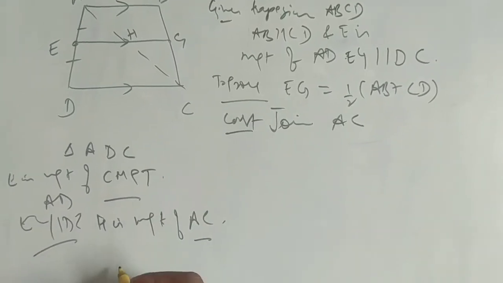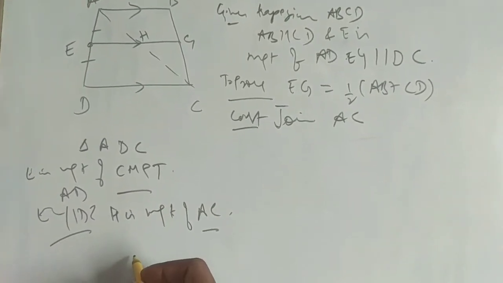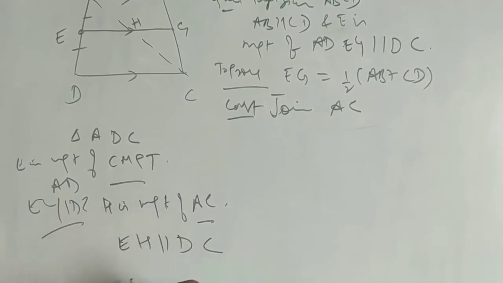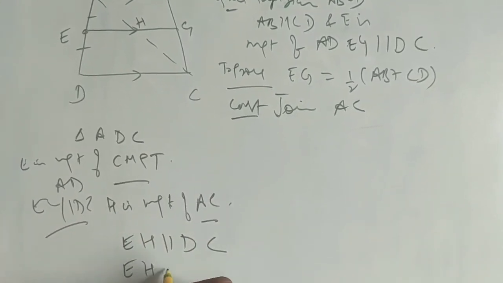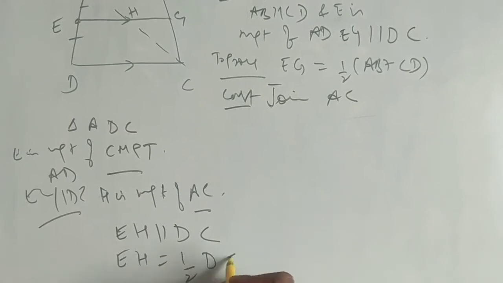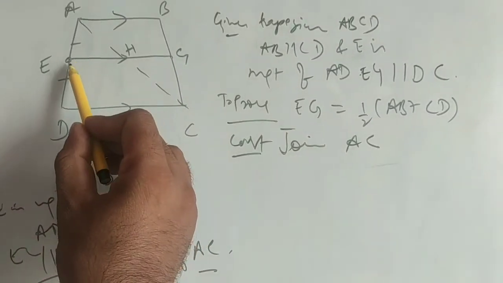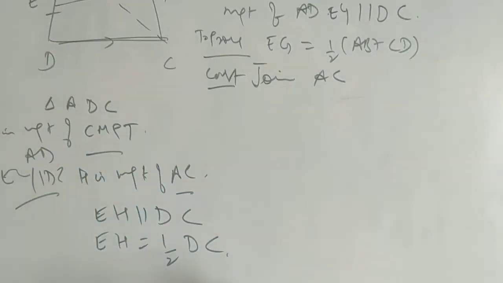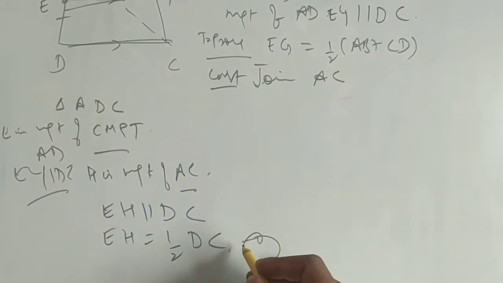If H is the midpoint of AC, we can also say that EH will be parallel to DC and EH will be half of DC, because now we have proved that H is the midpoint. So if H is the midpoint, then EH is parallel to DC and EH will be half of DC. This is the first point.